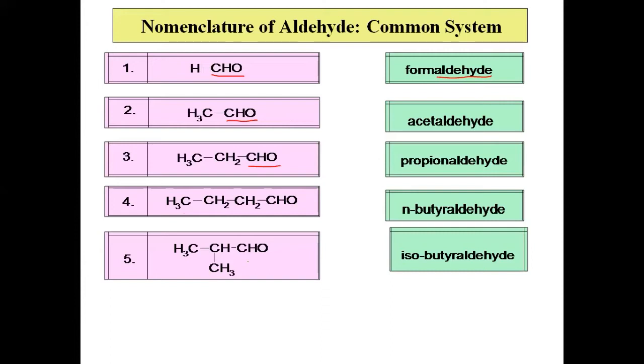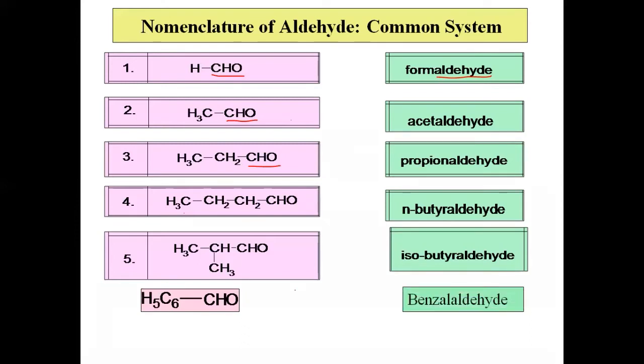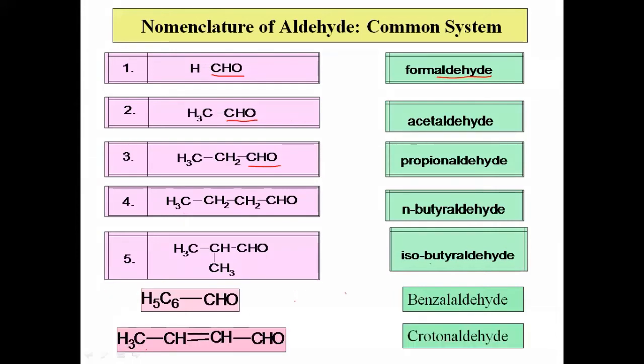Okay, this is just about the common system for the nomenclature of aldehyde. We are just replacing the last IC acid from the corresponding carboxylic acid by the word aldehyde, and this is the common system. Now let us see one more interesting example. C6H5CHO. Here C6H5 means there is a phenyl ring, a benzene ring, and suppose the CHO group is attached to the benzene ring, then that compound is commonly named benzaldehyde. The name of this compound is benzaldehyde. Okay, this is the common system for the nomenclature of aldehyde.